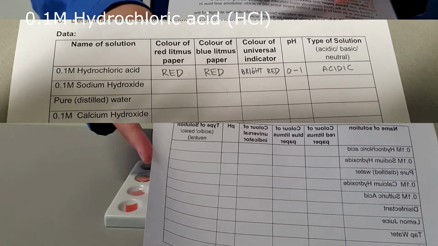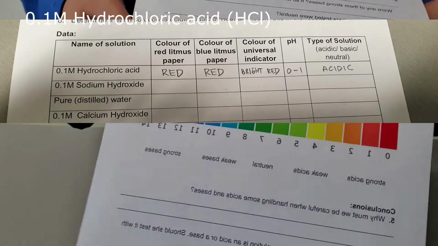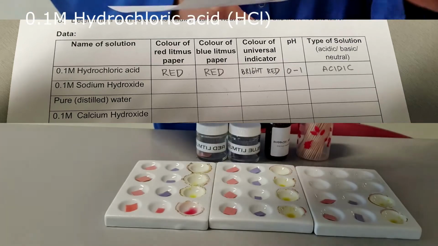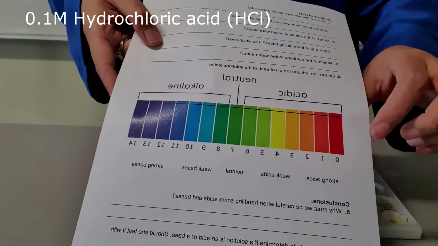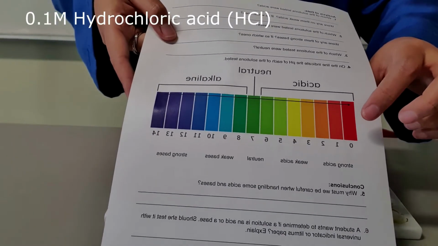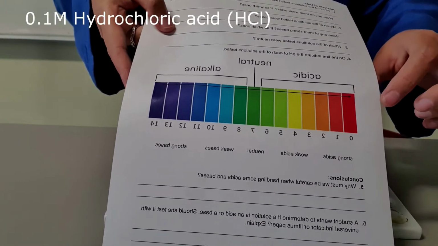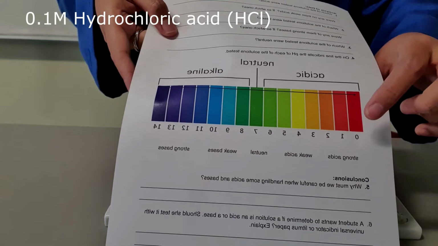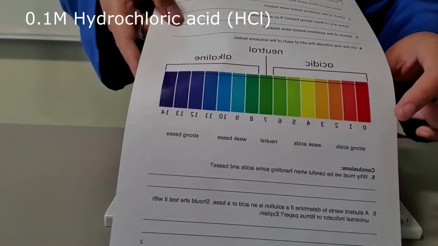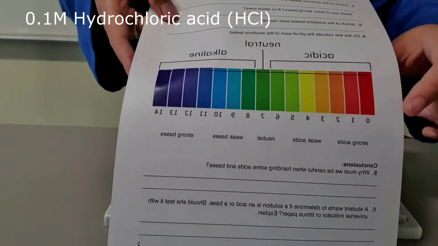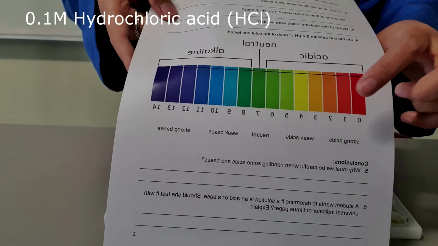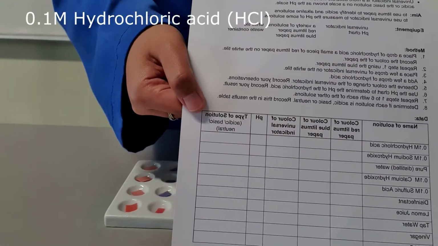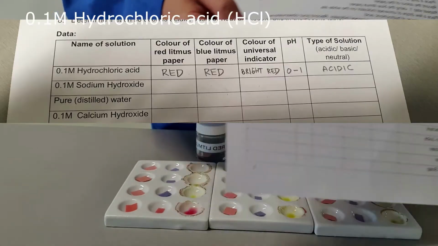pH, you would see that if you match it up with the pH range, that would range between 0 to 1. Now I say it's a range because we can't really tell for sure, because we rely on our eyes to determine the pH value, so we can only approximate. We can't say for sure it's 0 or it's 1. Okay, and then the type of solution would be acid.